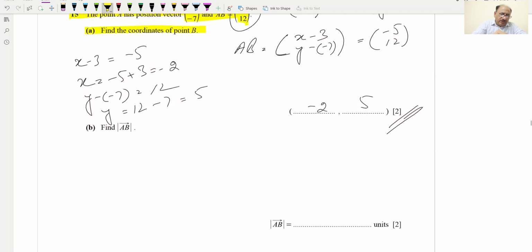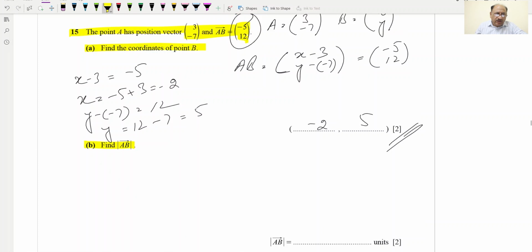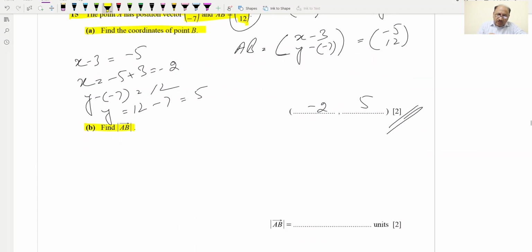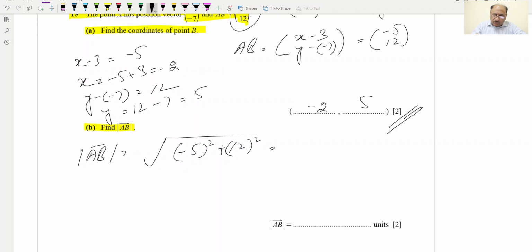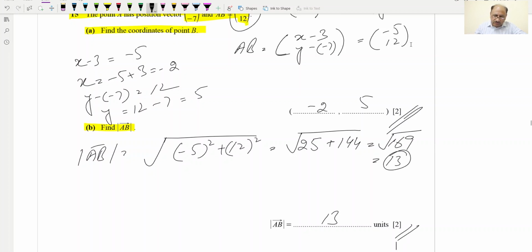Now they are saying find the magnitude of AB. We have AB, which is (-5, 12), so we can find the magnitude. It will be equal to the square root of (-5) squared plus 12 squared. Minus 5 squared will be 25, and 12 squared will be 144, so the square root of 169 is equal to 13. So our answer will be 13 for 2 marks.